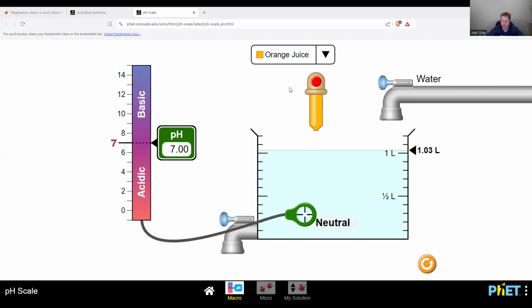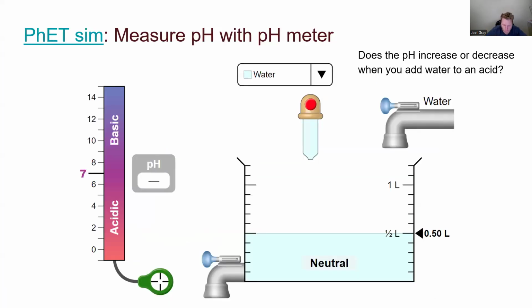Is drinking water overall a very positive thing for you? 100%. For every half a liter of orange juice, do you need to drink 7.5 liters of water? Probably not, because your body has mechanisms to basically neutralize that acid. But I think that it's a good visual to think about how much is needed to dilute something. Okay, I'm going to stop my share.